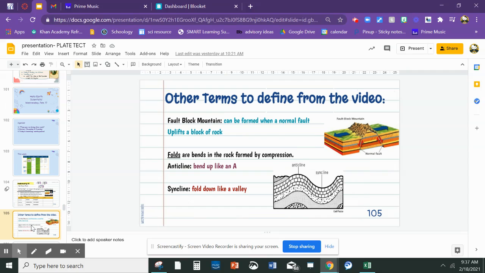Other terms that were in the video with Miss Meredith were fault block mountains, and that is a mountain that can be formed when a normal fault uplifts a block of rock. We defined a fold as a bend in the rock, and that's formed by compression. And as those rock layers get squished, they can either bend up like an A, we call that an anticline, or bend downward like a valley, and we call that a syncline.